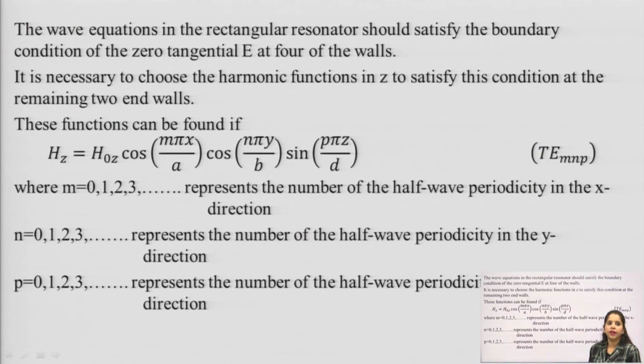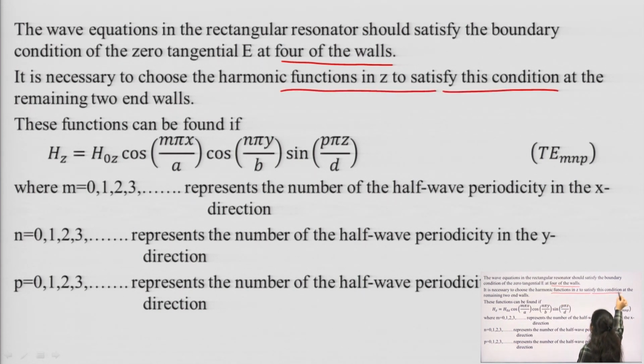Now, the wave equation in a rectangular resonator should satisfy the boundary condition of a zero tangential electric field at the 4 walls, and in that case the harmonic function in Z satisfies this condition at the remaining 2 end walls. When we solve it, the magnetic field expression we get is: Hz = H0z cos(mπx/a) cos(nπy/b) sin(pπz/d).